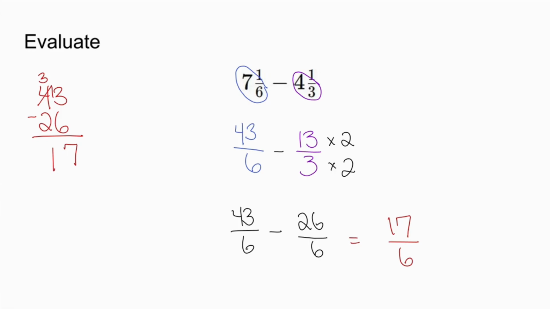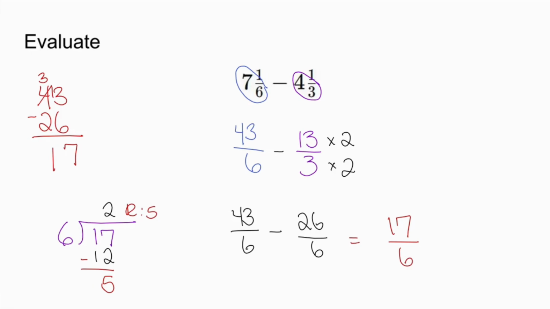Now that is an improper fraction. I want to turn it back into a mixed number. How do I do that? Long division. See how many times 6 goes into 17. Well, 6 goes into 17 2 whole times, but 2 times 6 is 12, so I'm going to have a remainder here. When you subtract, your remainder is going to be 5. No more numbers to bring down.